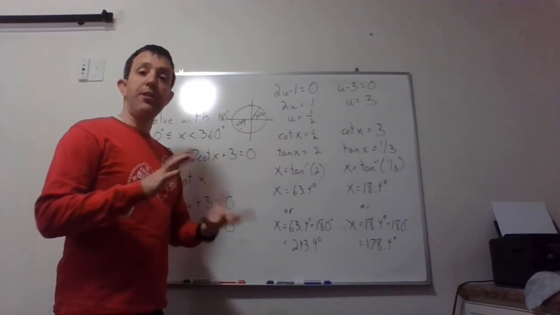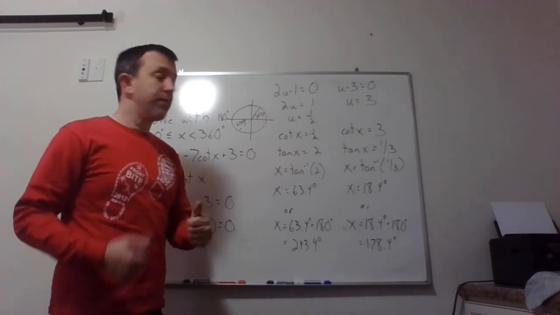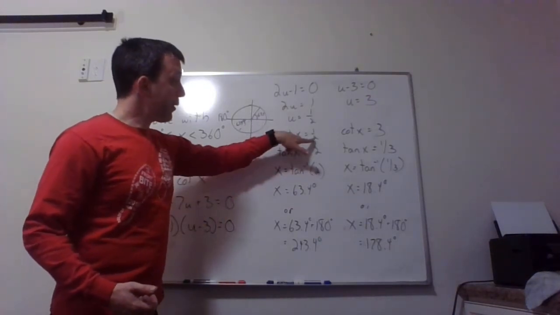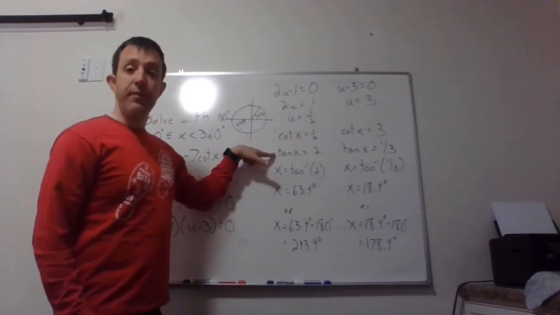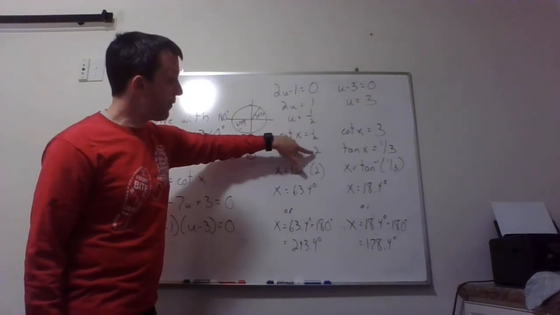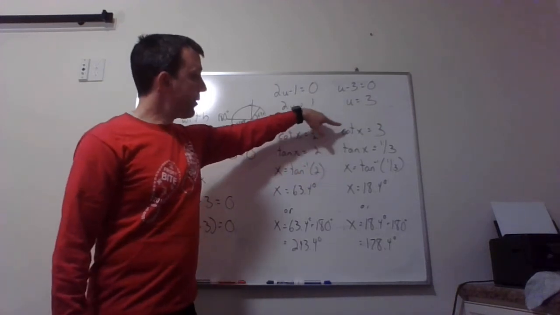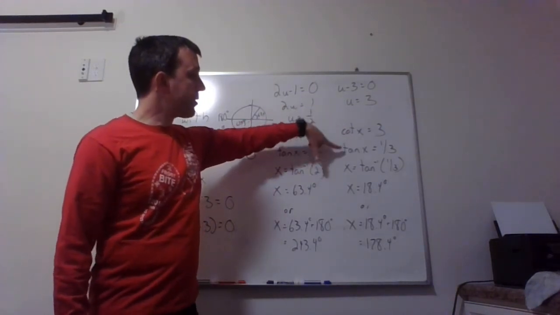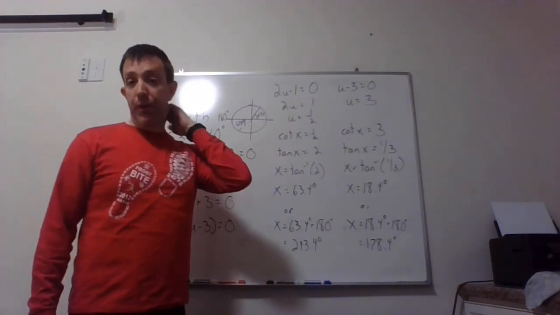We know that cotangent and tangent are reciprocal functions. So if I flip over the 1/2 to 2, that's my tangent value. So I can switch from cotangent to tangent just by flipping that other side. And then I did the same thing here. I switched from cotangent x equals 3 to tangent x is equal to a third.